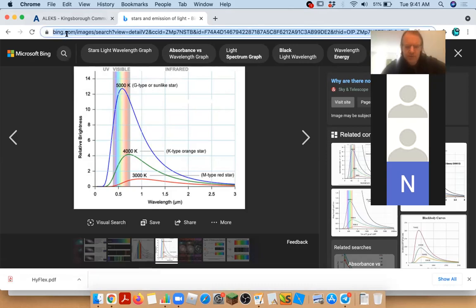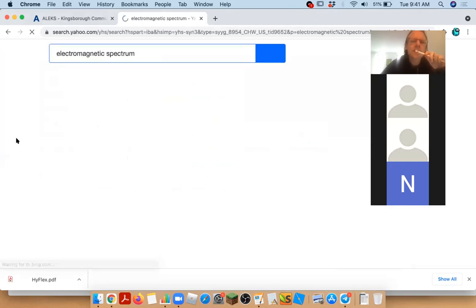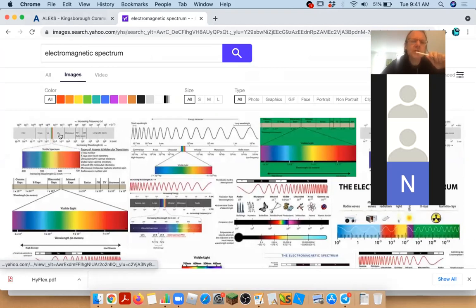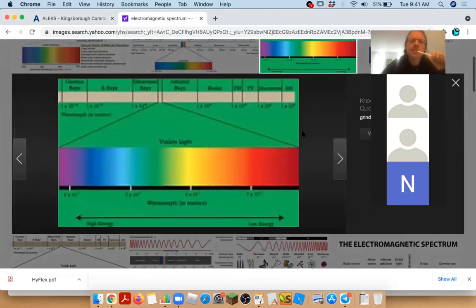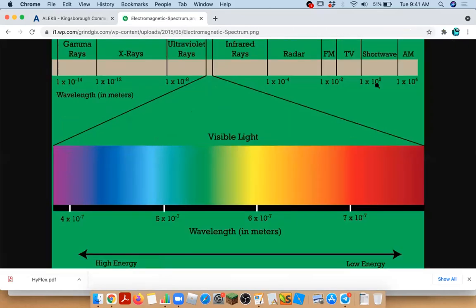So let me show you the electromagnetic spectrum. Let me find an image here. There we go. Let's try this one here. Okay, that one's showing up. There we go. That's a little bit better, right? A little bit bigger. Okay, so here's the electromagnetic spectrum.